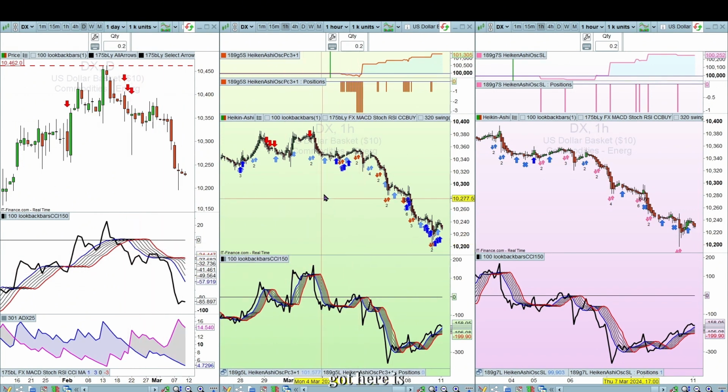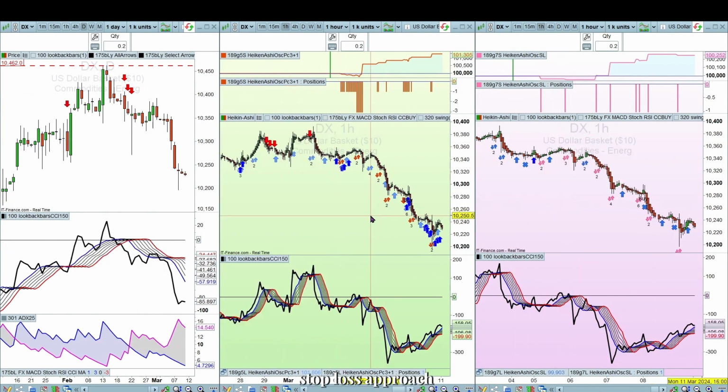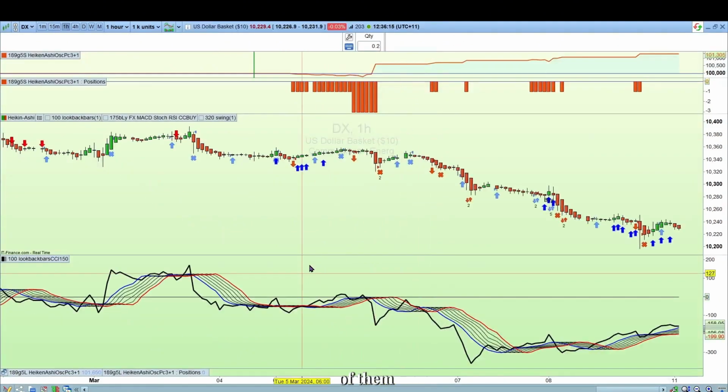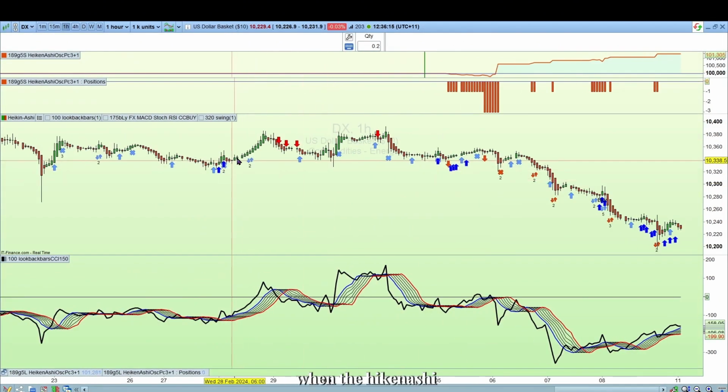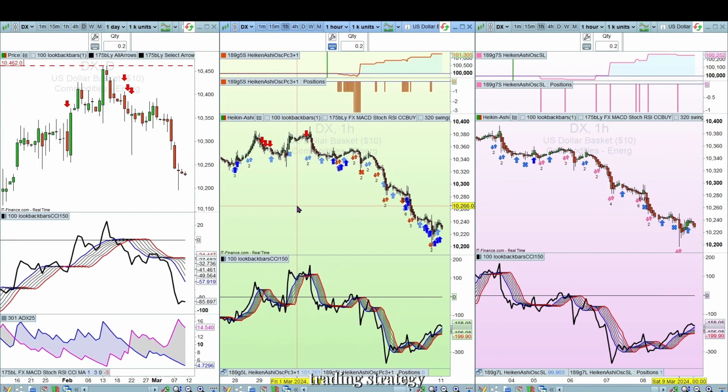Now what I've got here is the hourly chart for the average down approach and the hourly chart for the stop loss approach. So there's two different methods depending on your risk profile and trading strategy. And this is basically just looking at, if I zoom out on one of them, going long when the Heikin Ashi, I've got Heikin Ashis here on the price chart, is green, and going short when the Heikin Ashi is red. That's the micro rule. That's the one rule for this trading strategy.